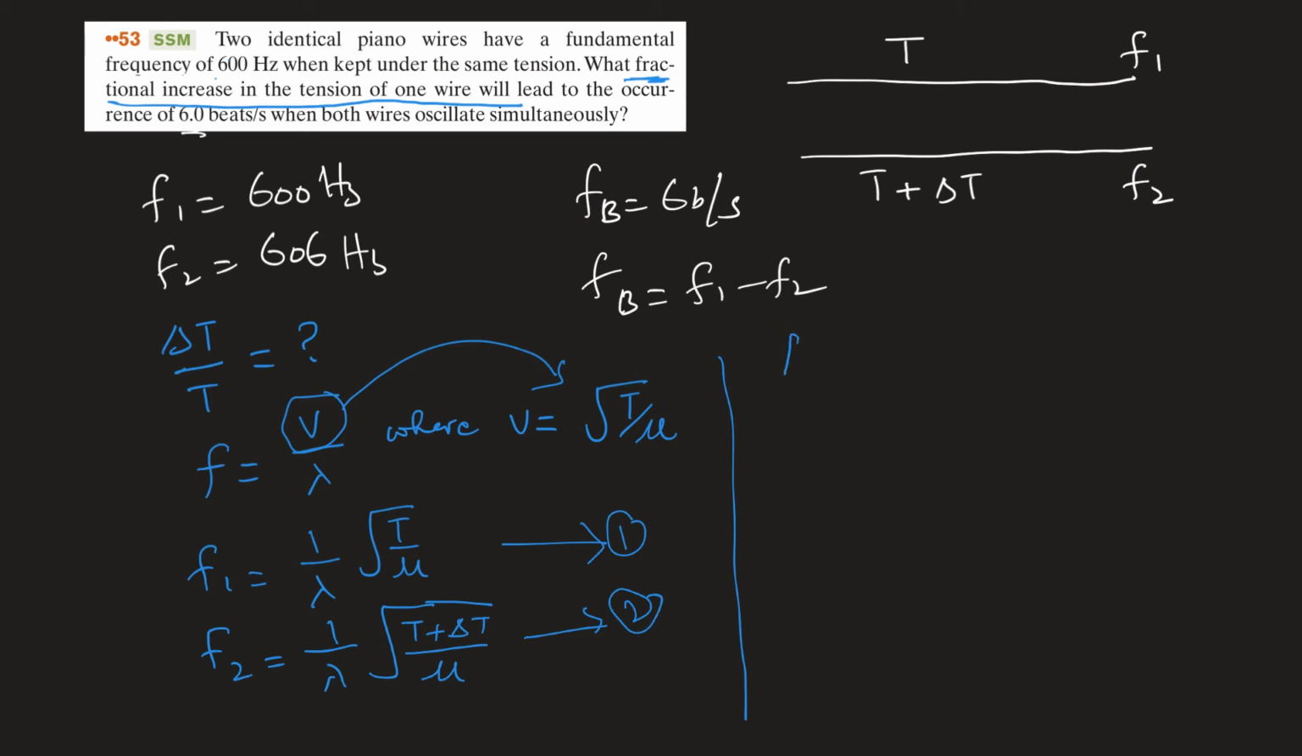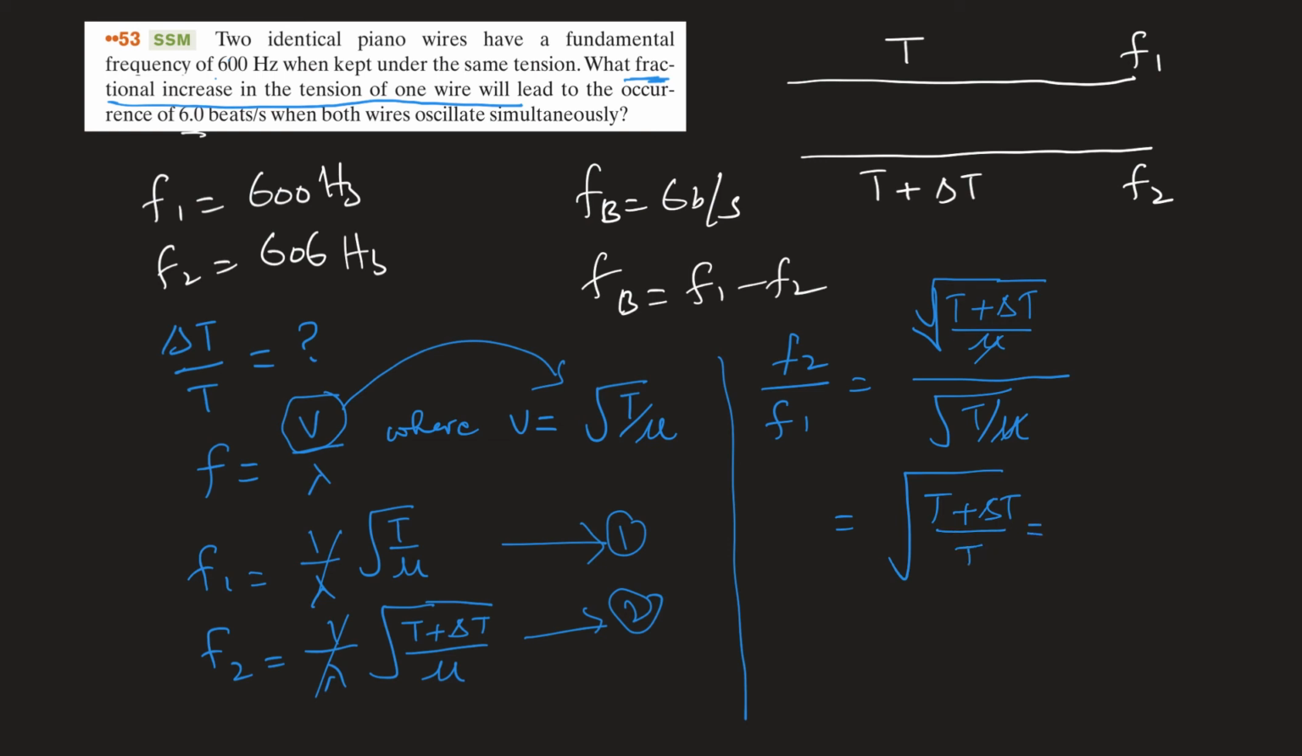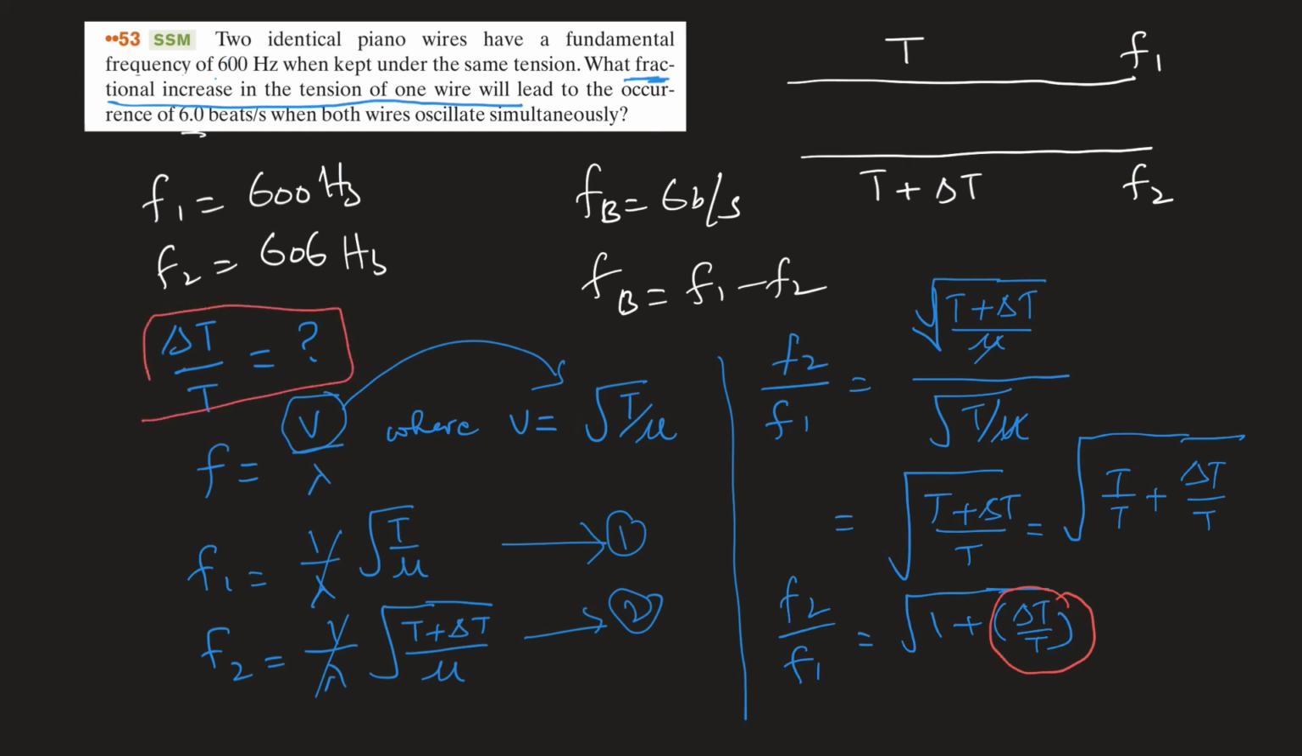Divide 2 by 1, then we will get F2 upon F1 is equal to, they both will cancel out, so we get the square root of T plus delta T upon mu divided by T upon mu. Mu will cancel out, so we have T plus delta T divided by T, or T divided by T plus delta T divided by T. So F2 upon F1 is equal to the square root of 1 plus delta T upon T, and we want to find this delta T divided by T, because we want to find the fractional increase in the tension.